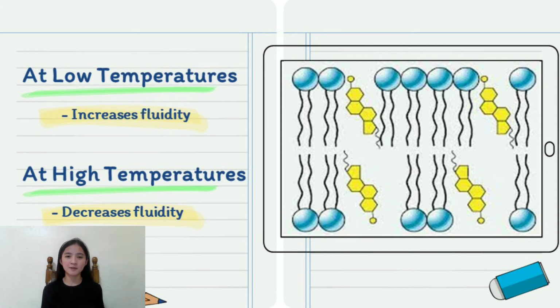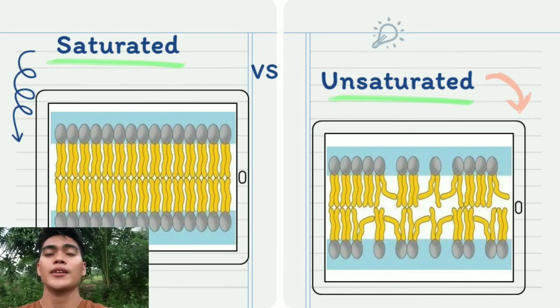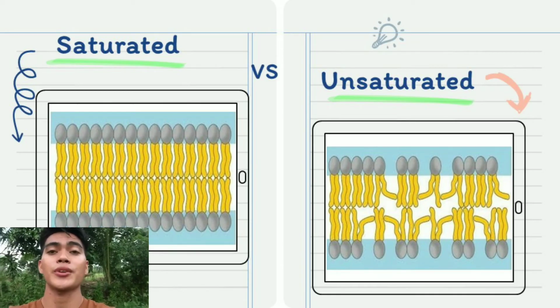Cholesterol is really interesting because at low temperatures, the fluidity will increase. At high temperatures, the fluidity will decrease. Thus, cholesterol functions as a buffer, preventing lower temperatures from inhibiting fluidity and preventing higher temperatures from increasing fluidity too much. Now the third factor is saturated versus unsaturated.